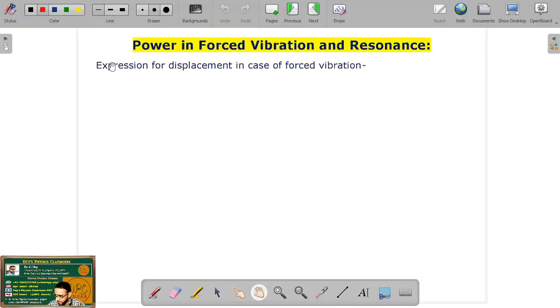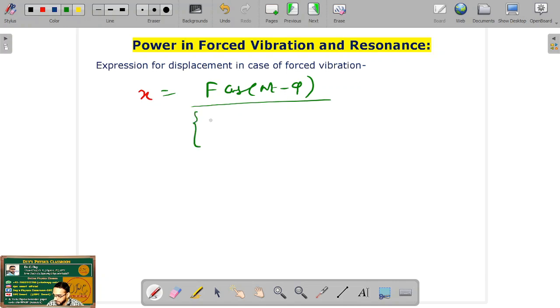First of all, we will discuss power in forced vibration. In my previous lecture, I discussed the expression for displacement in case of forced vibration, which is x equals F cos(ωt − φ) divided by [(k − ω²m)² + ω²b²]^(1/2). This is the expression for displacement in case of forced vibration except the damping part.